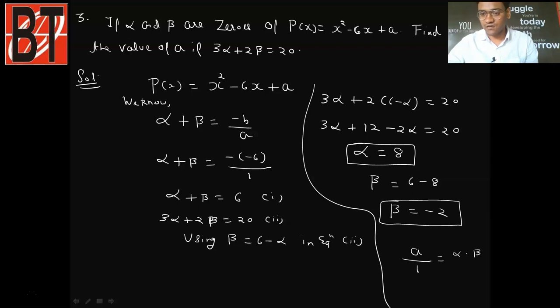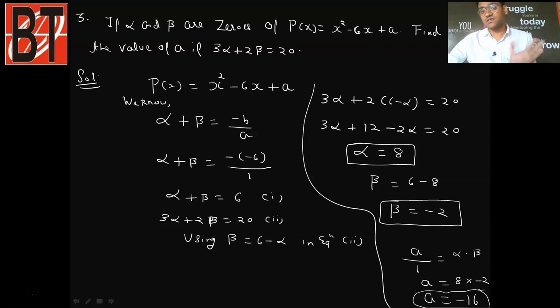Alpha into beta, so a upon 1 is a, and 8 into minus 2. So the required value of a is going to be minus 16. Clear students? I hope you understood this in a very proper way.